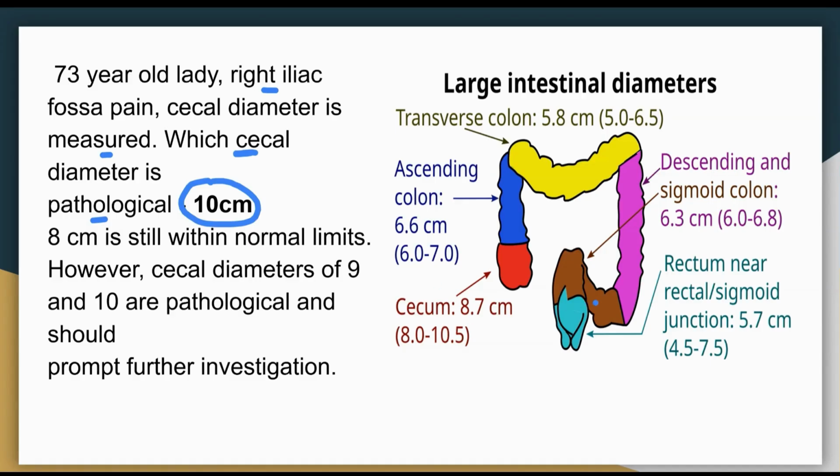Now, with reference to different locations of the large gut, we have specific numbers which we need to know that are going to be pathological. For the cecum, we need to know the maximum limit, and that is 10 centimeters. For the ascending colon, it is 7 centimeters. For the transverse colon, it is 6.5. For the descending and sigmoid colon, it is around 7, or you could say 6.8. And for the rectum and the rectosigmoid junction, we have the value of 7.5 centimeters. That is going to represent the pathology.